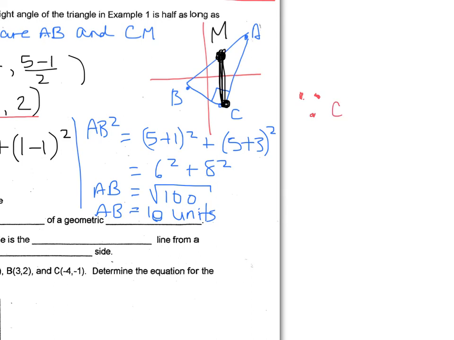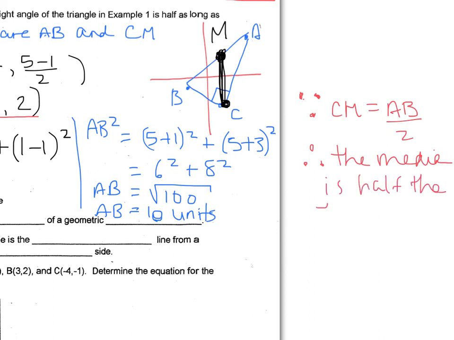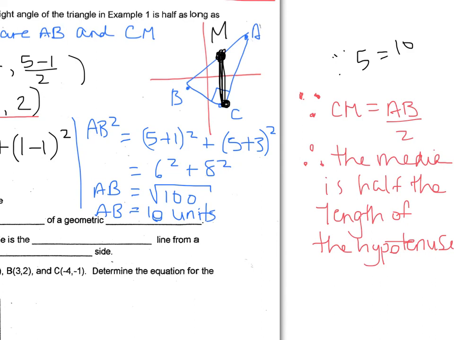So I would probably just say since CM equals AB over 2, or half of AB, therefore the median is half the length of the hypotenuse. Sorry for the messy writing here, folks. This is looking bad today. Okay, so if you wanted to say since 5 equals 10 over 2, as opposed to saying the letters, that works too. As long as you give some kind of a since statement that shows how you know that the median is half the length of the hypotenuse, that's all you need to do.